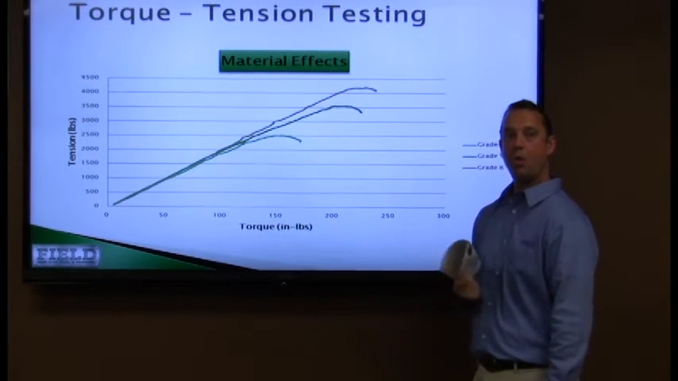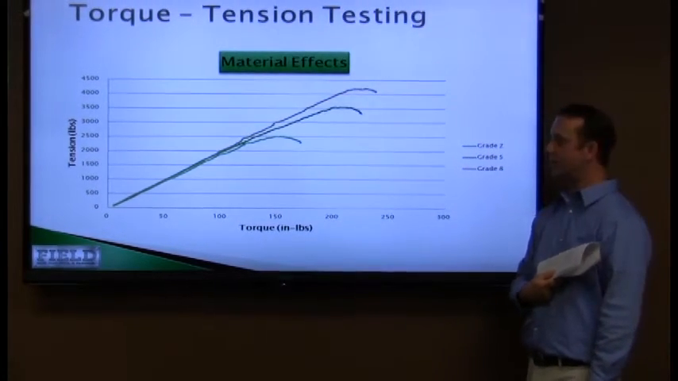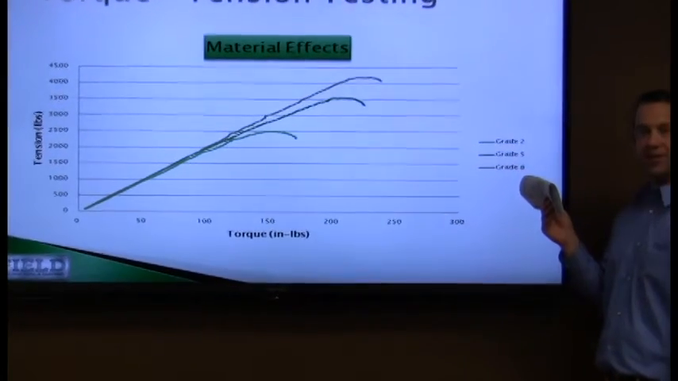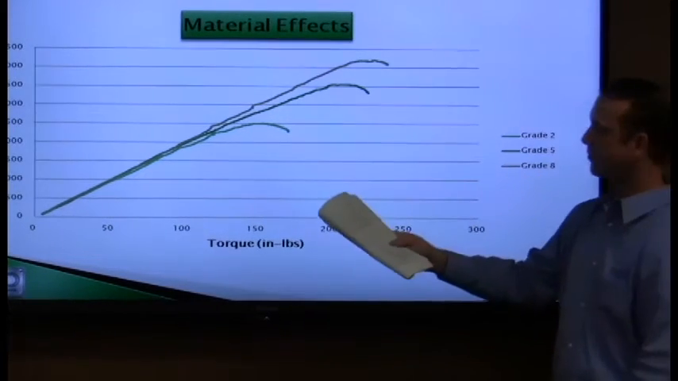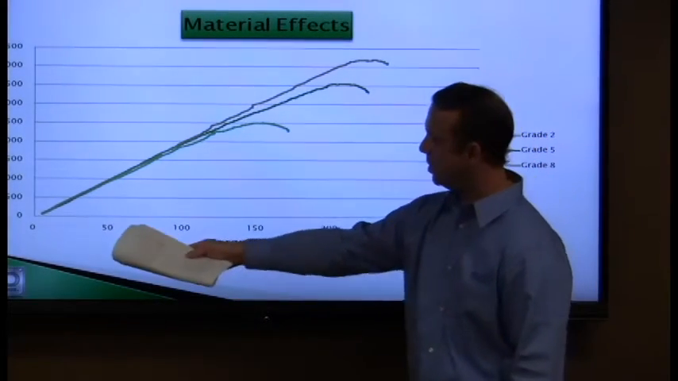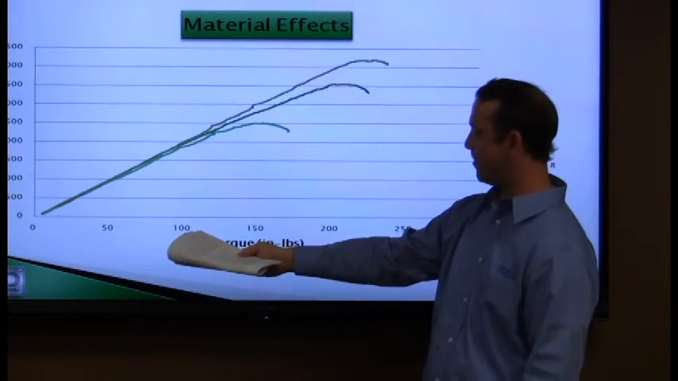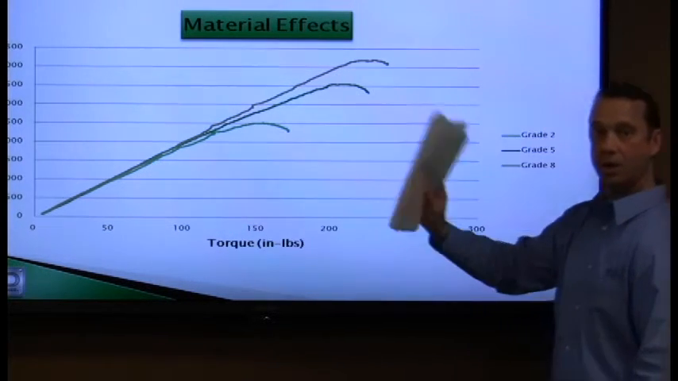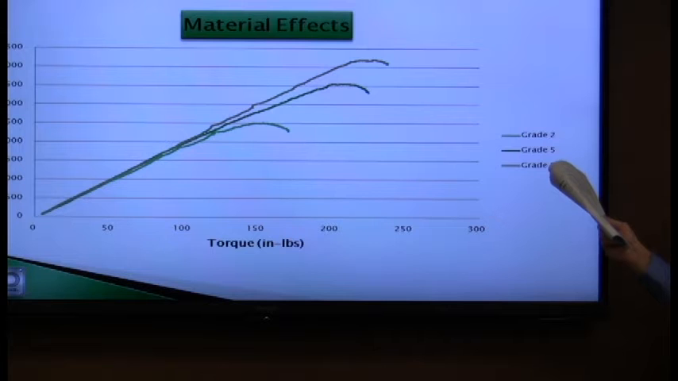So why that's important to us is it shows us that no matter what your strength rate of your fastener is, a steel fastener, assuming nothing else has changed, in this case, for example, you'd have 100 inch-pounds of torque, you'd have roughly 1,500 pounds of clamp load, no matter which fastener you were to choose right here.